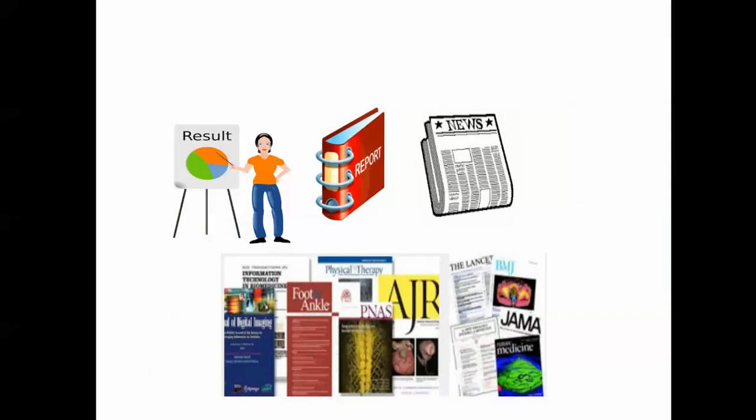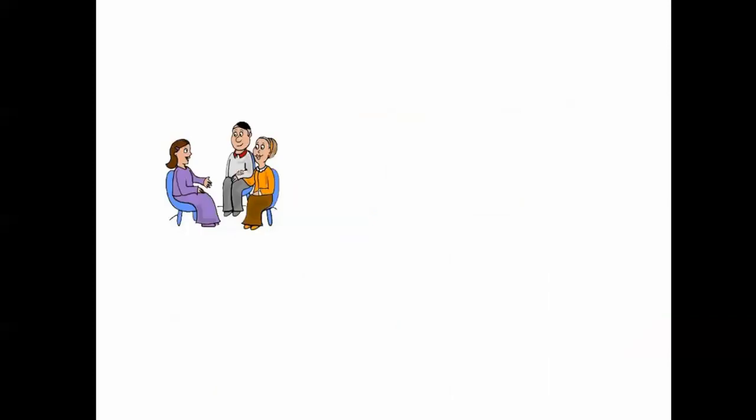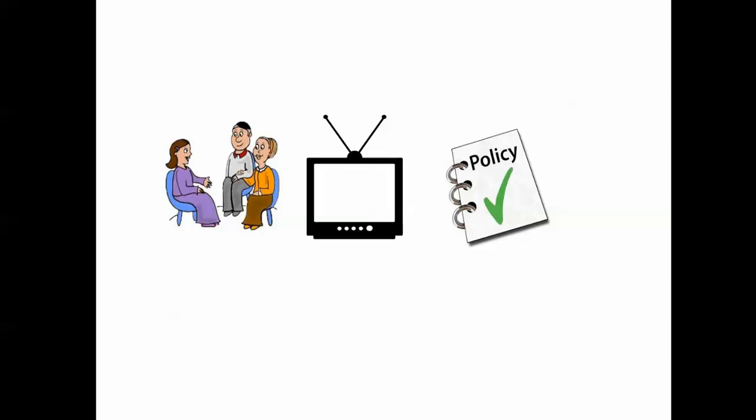And after the analysis of data, we prepare the results, and we disseminate the information in the field in the form of reports, newspapers, and different journal articles. And after that, we adopt several measures to solve those health problems and to prevent those diseases in the community, in the form of counseling and health education sessions, by the use of mass media such as television, by recommending to form healthy public policy, and also by including the recommendations into the school curriculum.